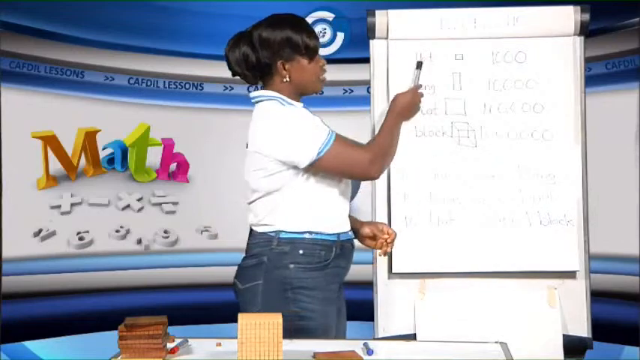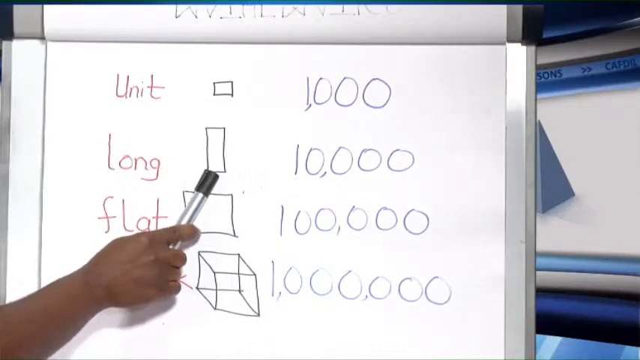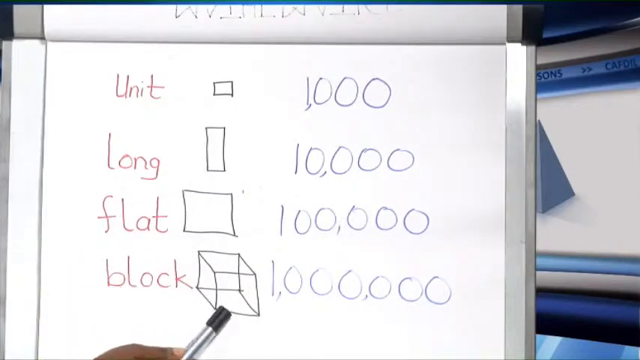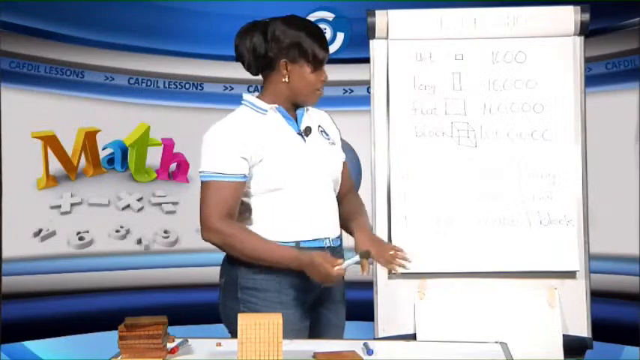We do it without showing all the markings. I don't want you to go through stress when you are modeling the numbers. So the units, we can do it this way. The long, we can draw it this way. The flat can be this. And the block, we can represent it as this. Very good.